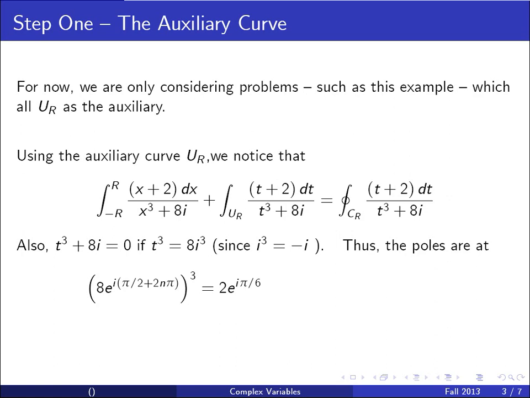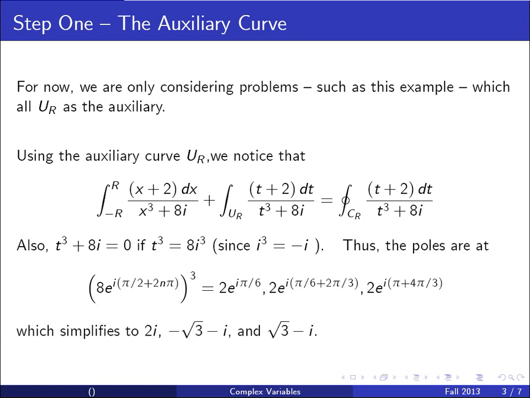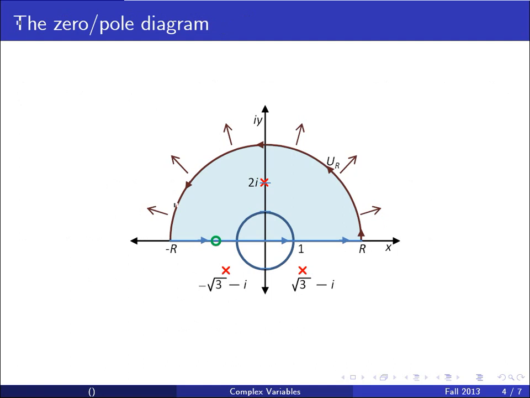The first one's 2e to the i pi over 6, then 2e to the i(pi over 6 plus 2 pi over 3), and then 2e to the i(pi over 6 plus 4 pi over 3). And that simplifies to 2i, negative square root of 3 minus i, and the square root of 3 minus i. When we draw the zero pole diagram, however, we notice that only 2i is inside the closed curve c sub r. And I also drew the 0 at negative 2, but it doesn't play a role here. All we're looking at right now are where the poles are.